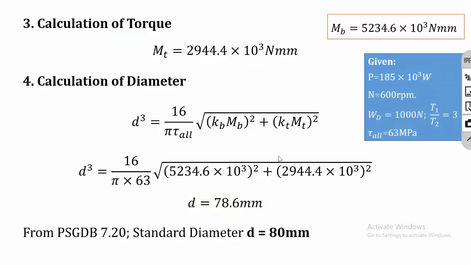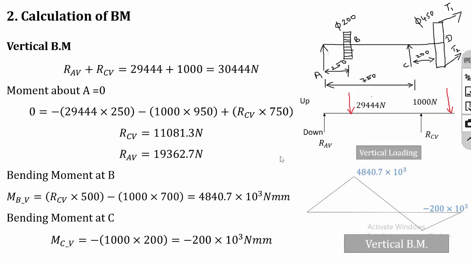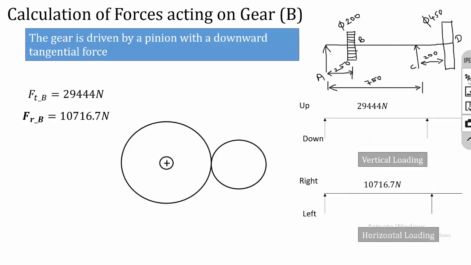The procedure is almost the same. The only thing is you have to draw the force diagram very carefully. Since the tangential load is acting in the downward direction, first draw the tangential load Ft, then draw the Fr value. Since it's a driven gear, the forces will directly act. So this is how you have to solve the problem.